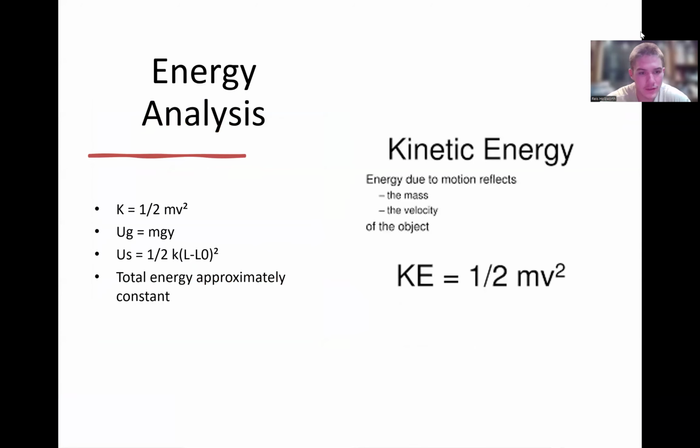Energy analysis. This is how the kinetic energy was calculated using the mass and the velocity. These are all just the different formulas we had to use, and basically we got the total energy to be roughly constant.